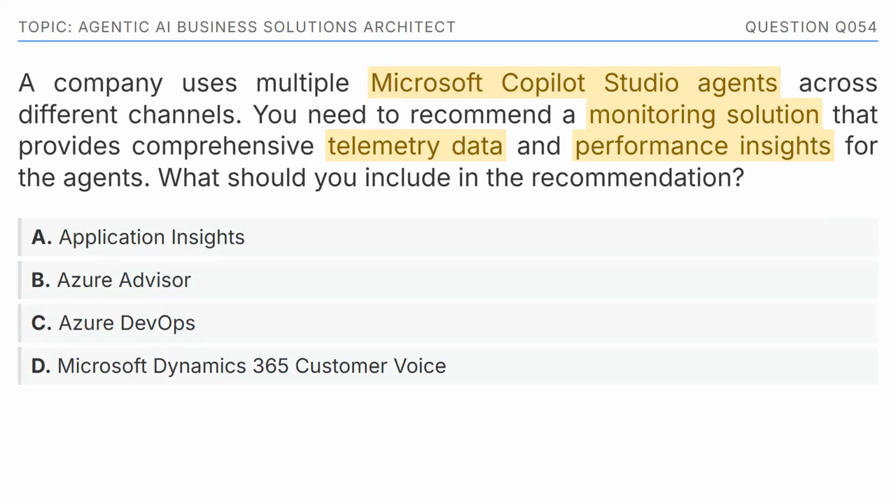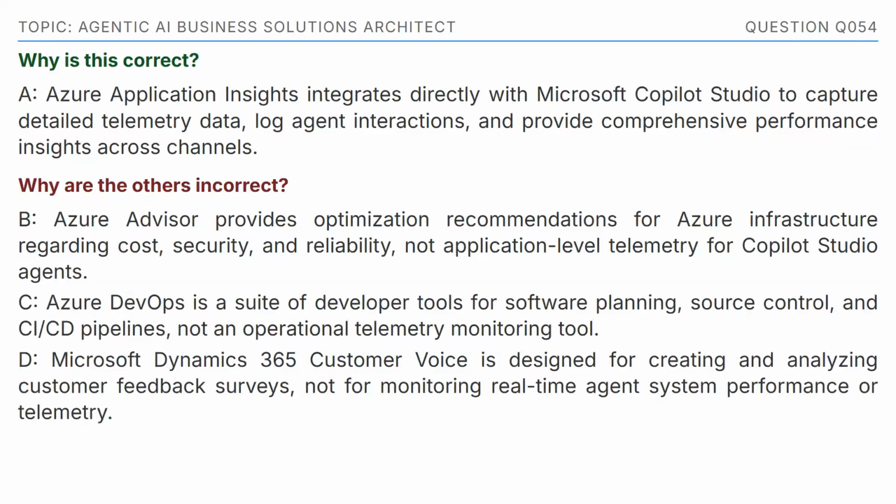To arrive at the correct answer, we focus on the keywords: Microsoft Copilot Studio agents, telemetry data, performance insights, monitoring solution. The correct answer is option A, Application Insights. Why is this correct? A. Azure Application Insights integrates directly with Microsoft Copilot Studio to capture detailed telemetry data, log agent interactions, and provide comprehensive performance insights across channels. Why are the others incorrect?